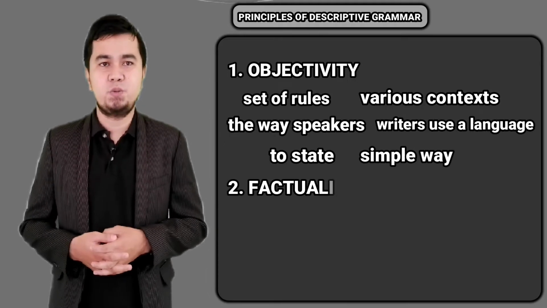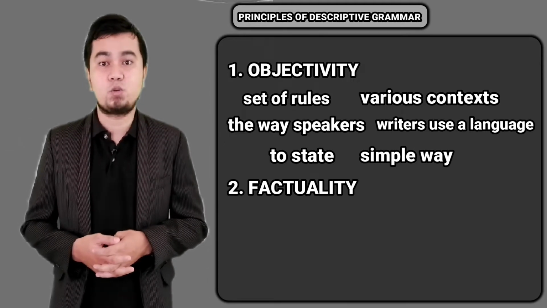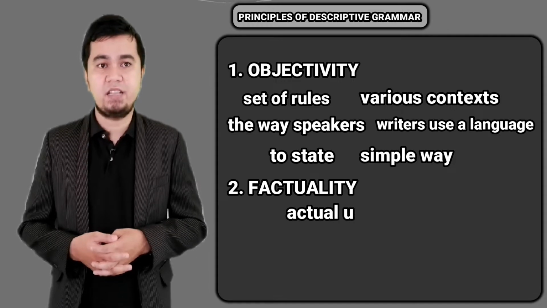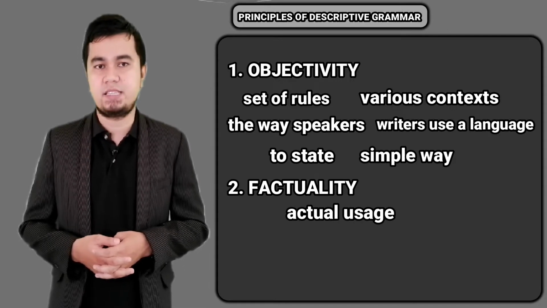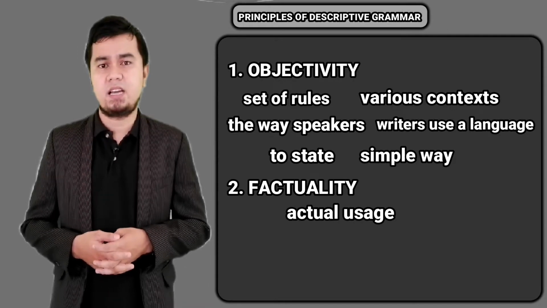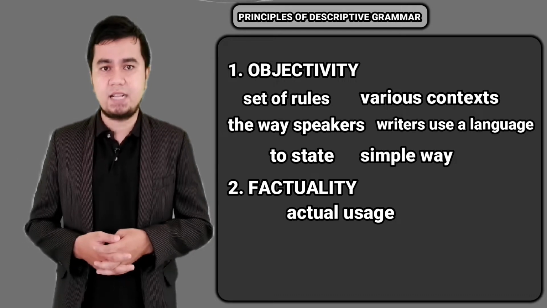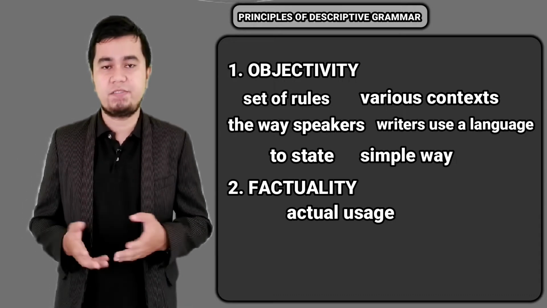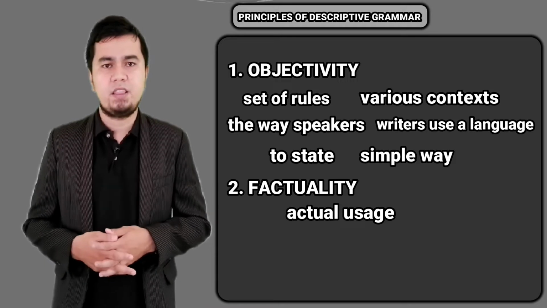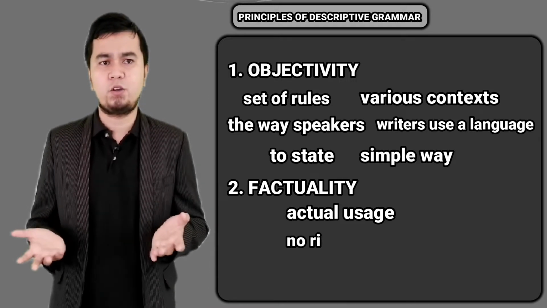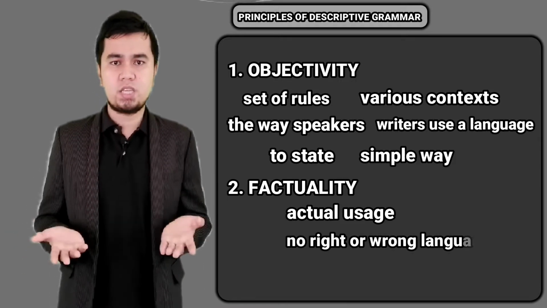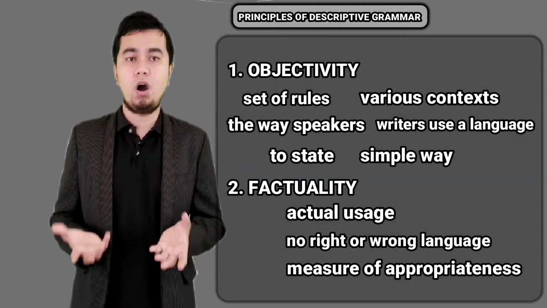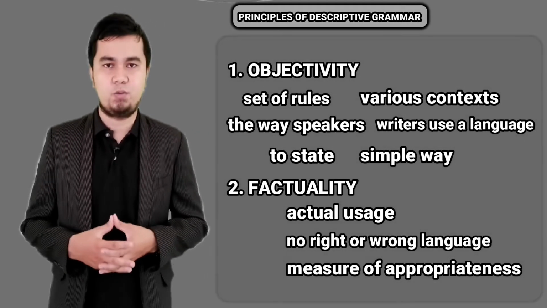And the number 2 principle is on factuality. It records actual usage and formulates the rules on its basis. In this principle, it does not prescribe rules, but rather it describes facts about language. In this principle, there is no right or wrong language. Usage here is the only measure of appropriateness or acceptability of the language.